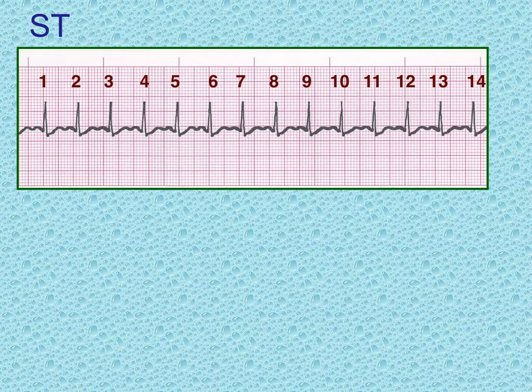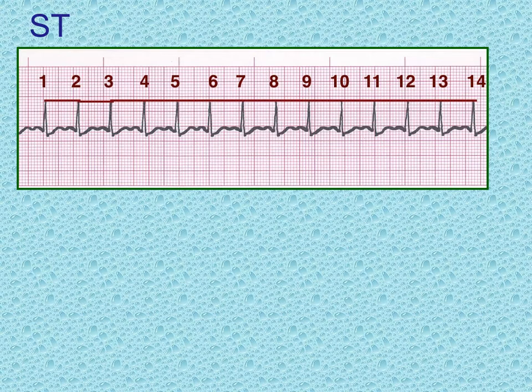If we're looking for regularity, as we're considering the regularity of this rhythm strip, it would be helpful if we would march out the R to R parameter. So I put a line here measuring the first two complexes at the top of the R to the next R. And if we march this across, we'll see it's the same line. I'm just adding it over and over again. We can see that each complex comes at a regular interval. So that being said, this rhythm strip would be considered to be regular.